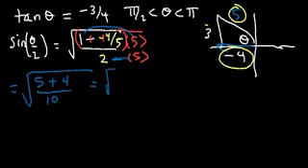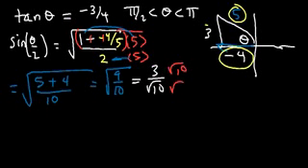So what we get is the square root of 9 over 10. The square root of 9 is 3, so we have 3 over root 10. And then we're going to rationalize it. We're going to multiply top and bottom by root 10. So we're going to get 3 root 10 over 10. So that's the answer, but notice that it can be positive or negative.